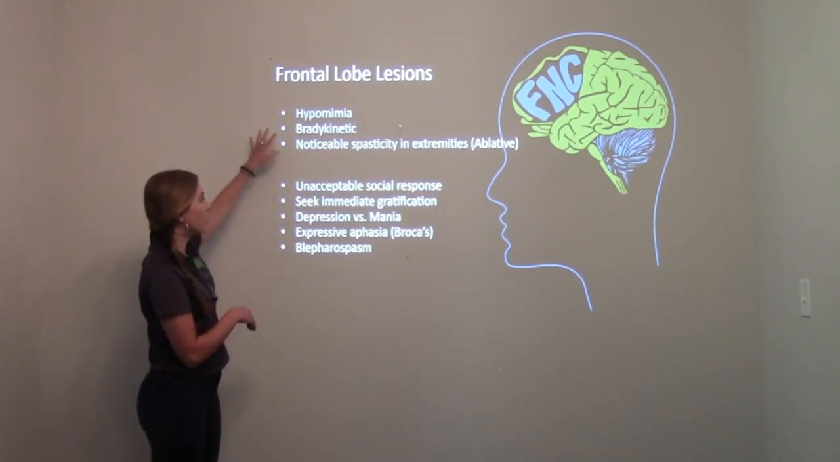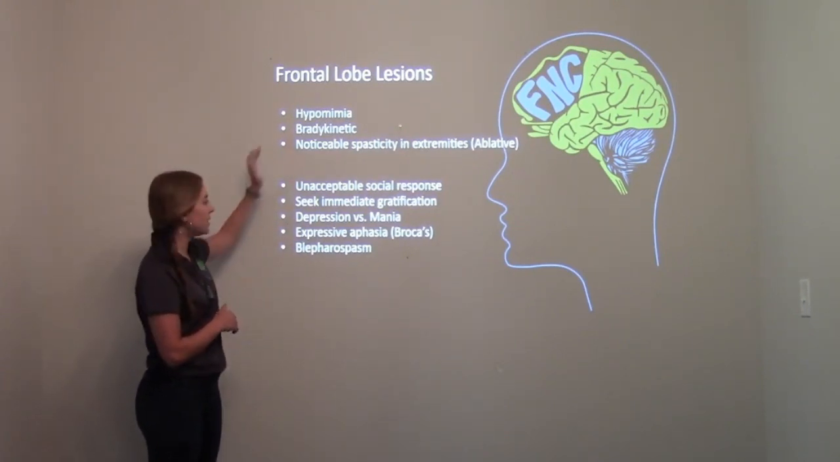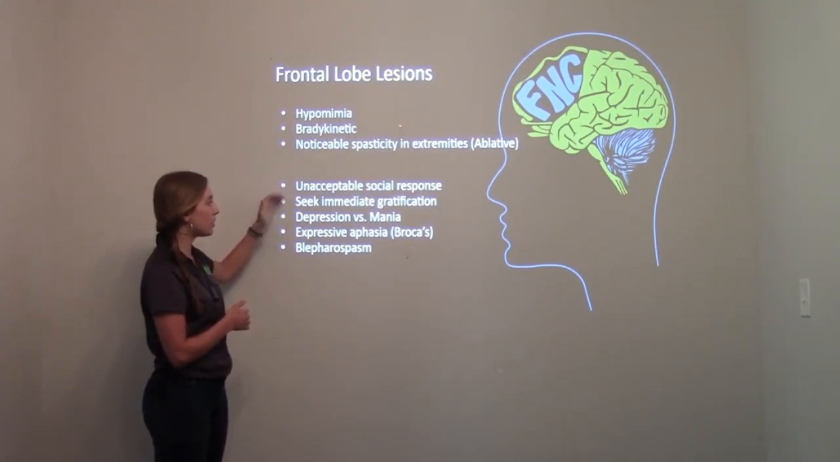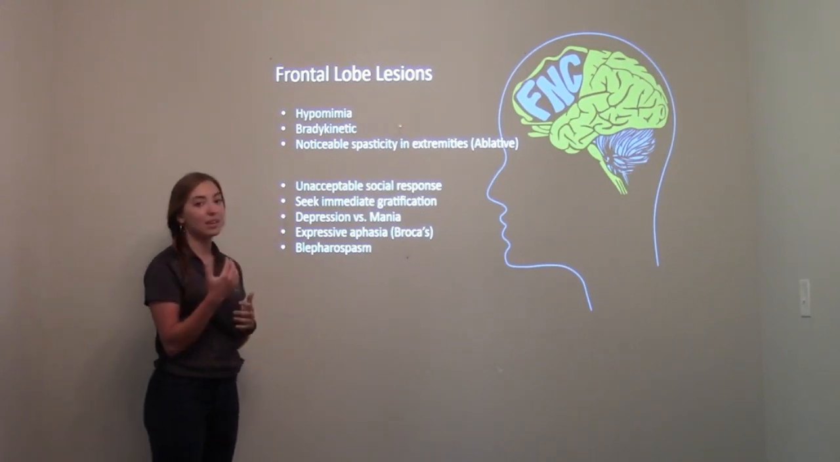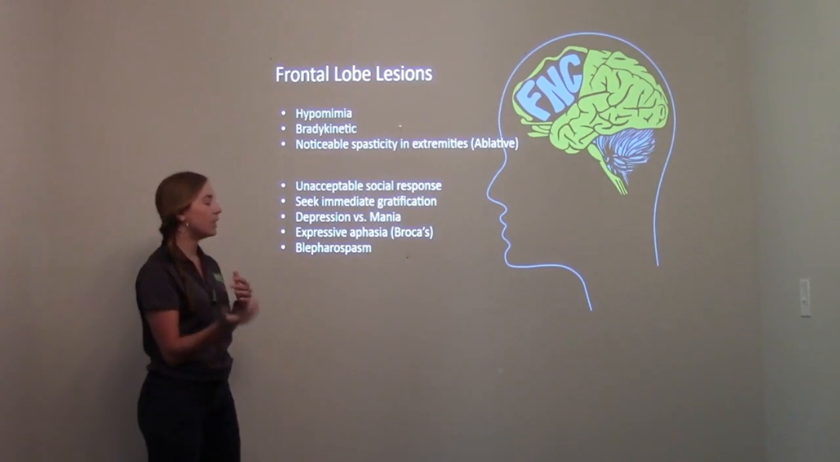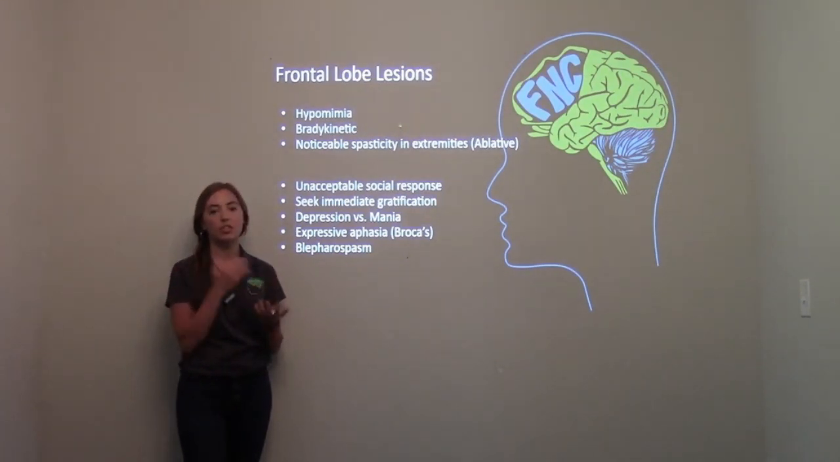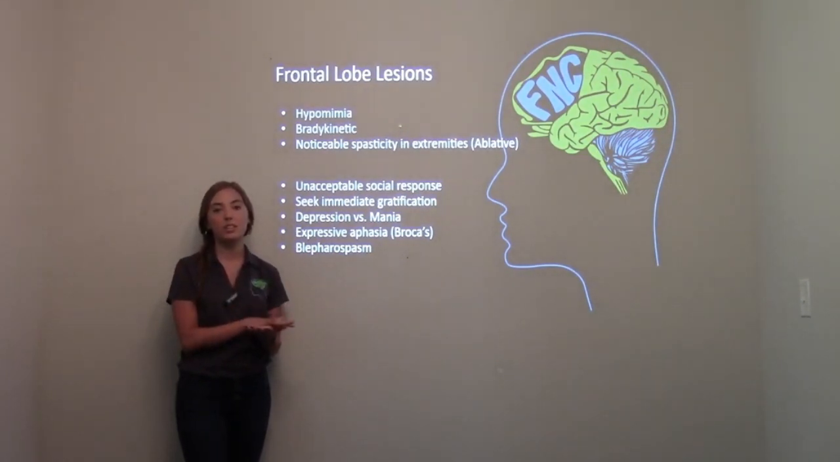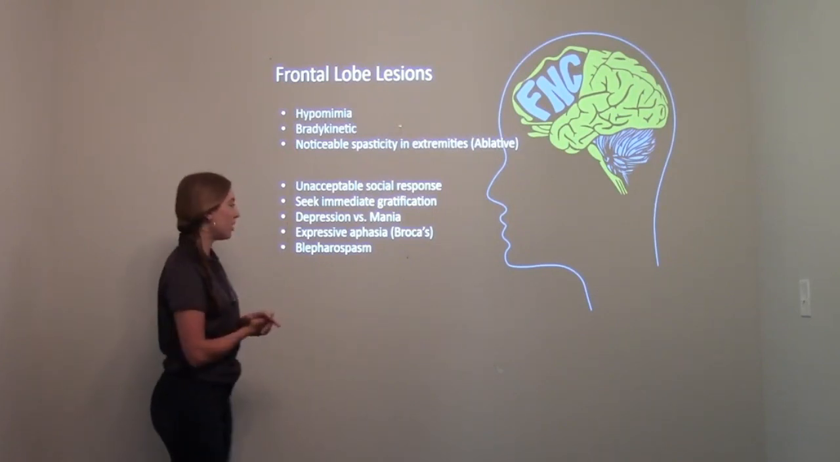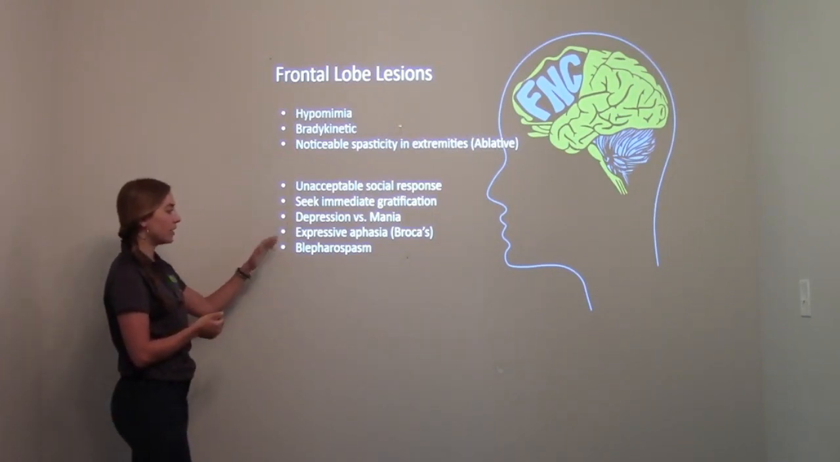So those are more of the motor responses that you might see, and then emotionally with the frontal lobe, you might see unacceptable social responses. Someone might be seeking immediate gratification. The frontal lobe is really important in depression versus mania, like I was just talking about with depression and the anterior cingulate, as well as mania symptoms, having that control and knowing when to do something or when not to do something, as well as expressive aphasia.